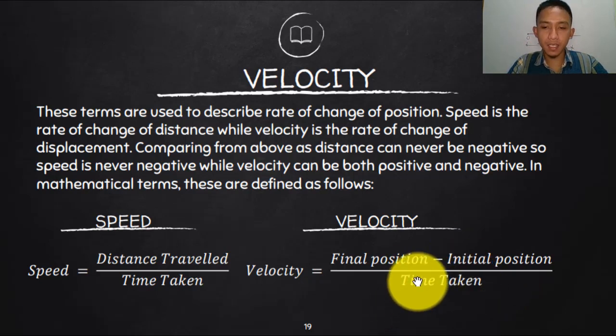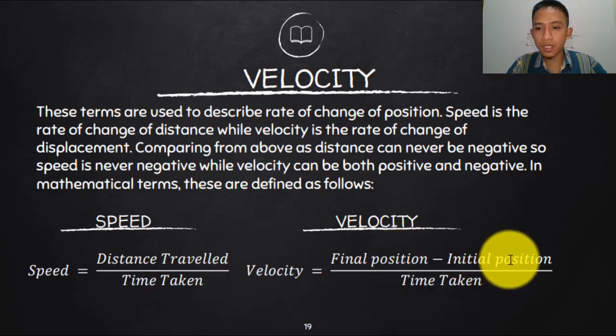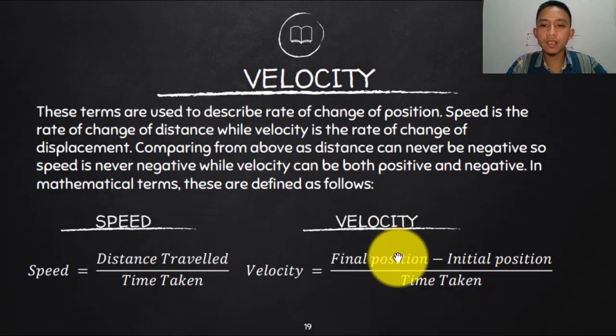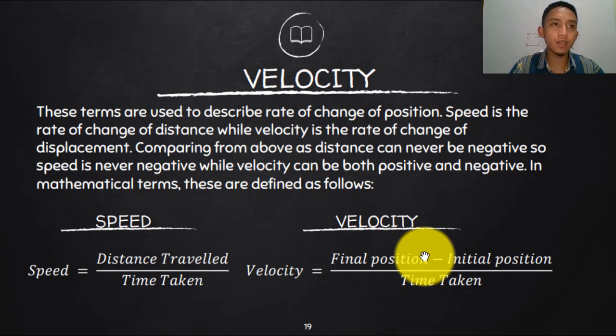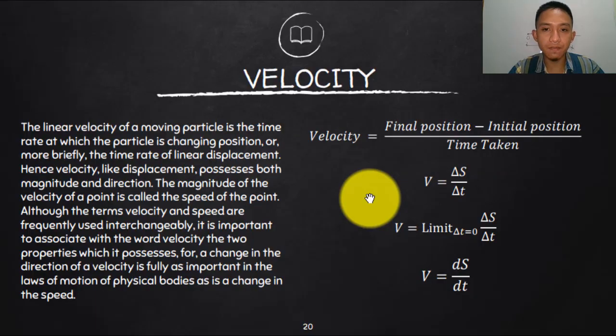divided by the time taken. So again, velocity depends on which one is larger, your final position or your initial position. So you will end up here with either a positive or negative. That's why for velocity, there is a direction. If you are following a sign convention of to the right positive, to the left negative, then your velocity is a speed with positive or negative signs. So that is speed and velocity.